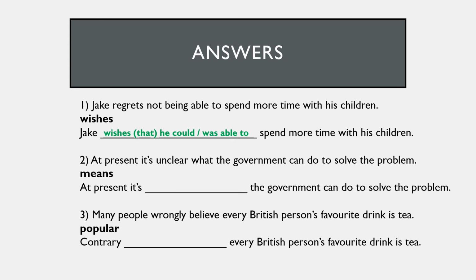Okay, what about question 2? The key word means could cause a little bit of confusion here. Is it the verb means that we need here? Well, it's hard to see how that would fit this sentence. No, what we need is to use the noun means. To be specific, what we need is the idiom by no means, which means not at all. We also need to change the adjective from sentence 1, unclear, into a positive adjective, clear.